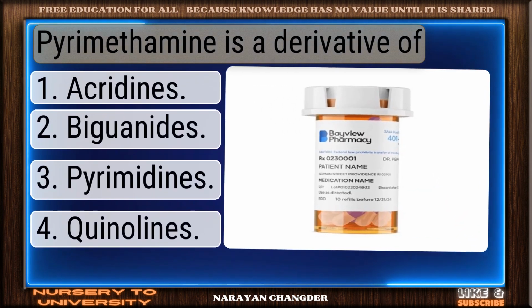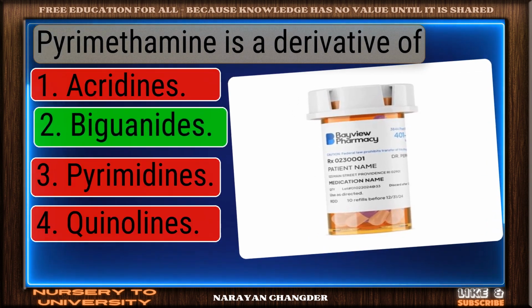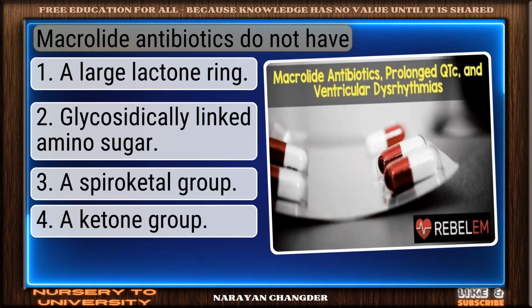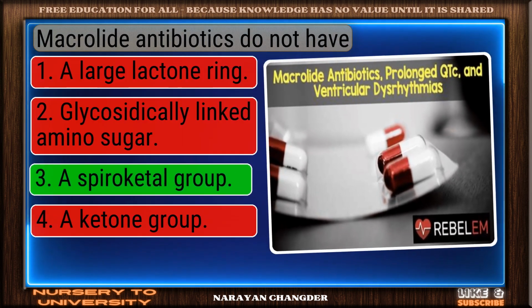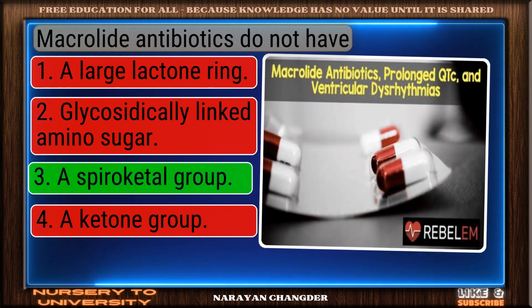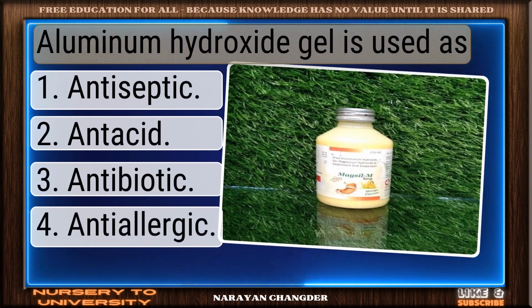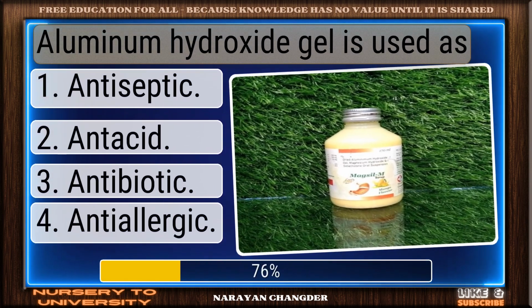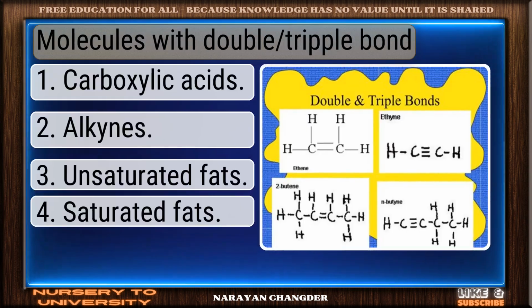Pyrimethamine is a derivative of. Valid point. Biguanides is true. Macrolide antibiotics do not have. Well done. A spirochetal group is the right choice. Aluminum hydroxide gel is used as. Good job. Your answer antacid works well here.